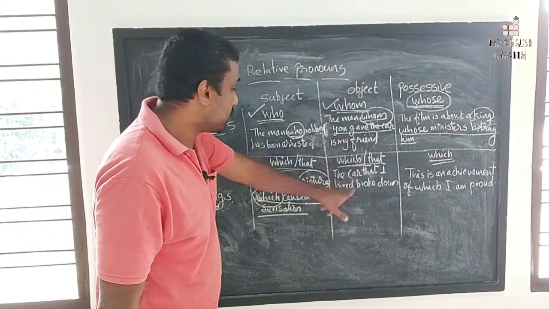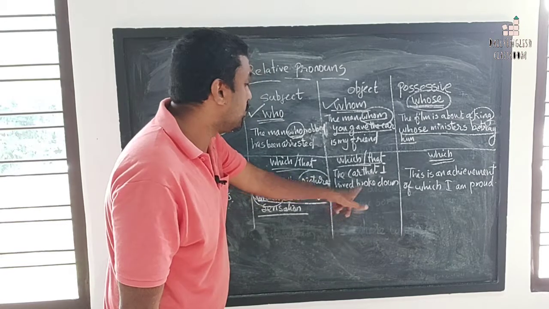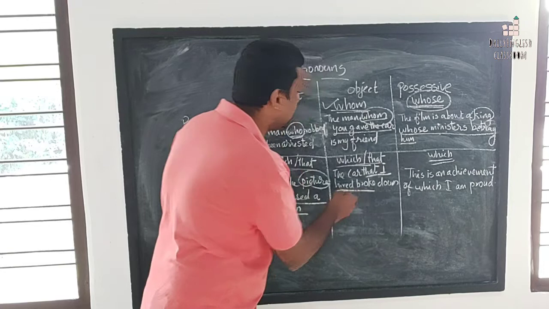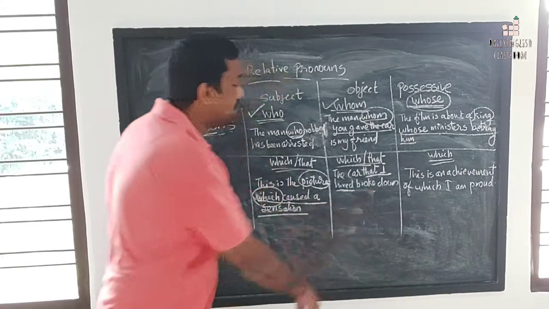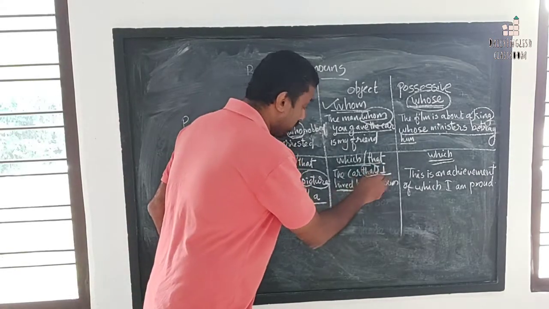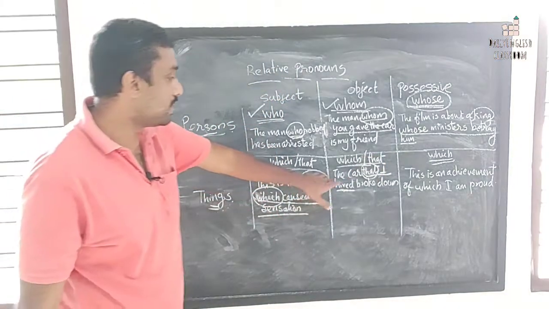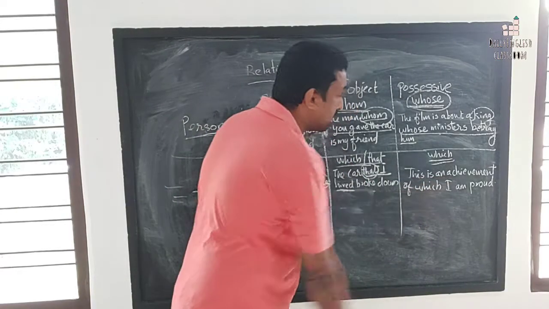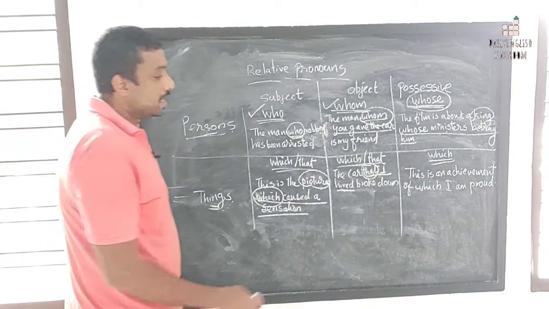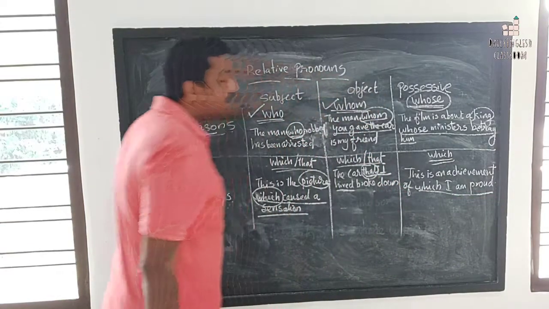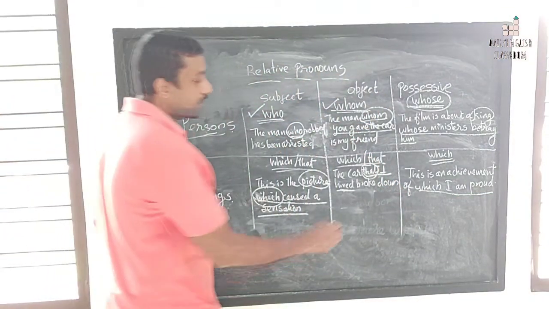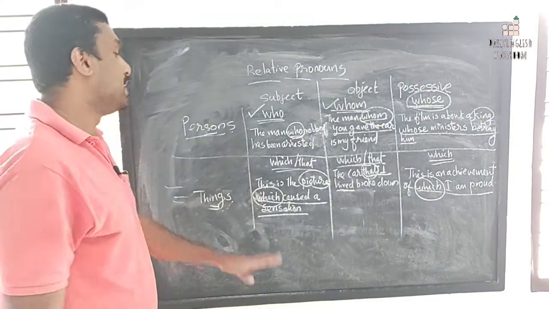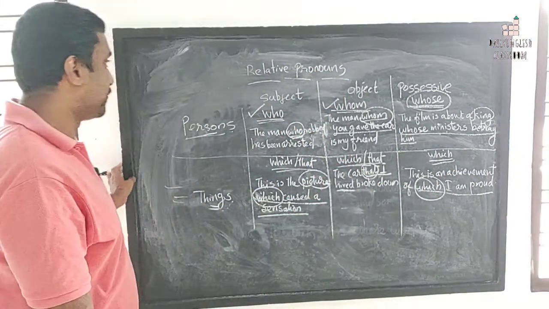When in the object position: the car that I hired broke down. The car that I hired is the relative clause, and that is the relative pronoun. It is used as an object. Then the third one: this is an achievement of which I am proud. Which I am proud is the relative clause, and which is the relative pronoun. It is talking about an achievement, not about a person. So there we used which.